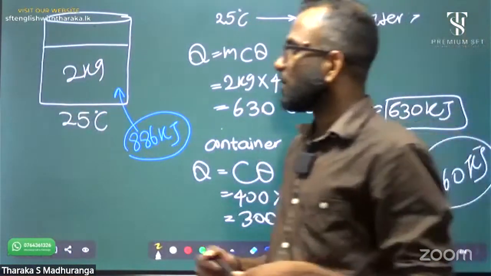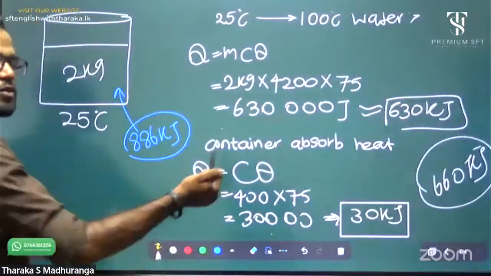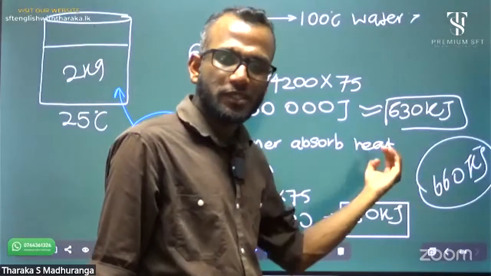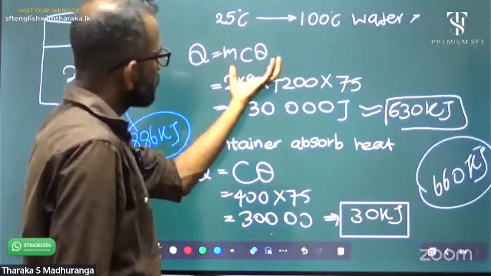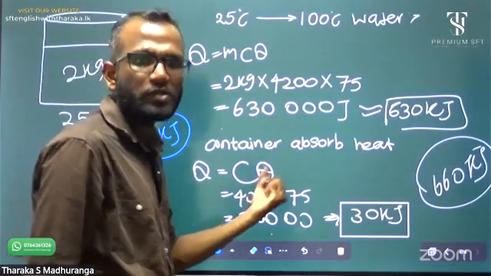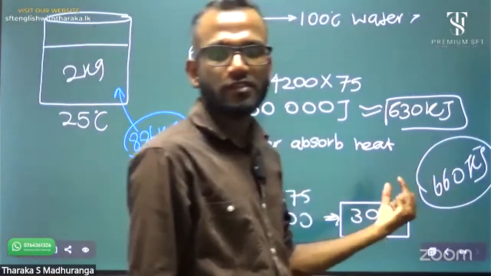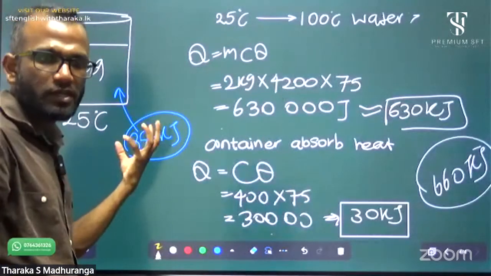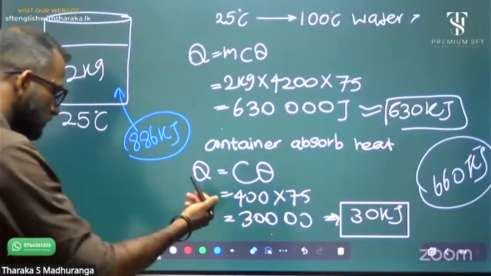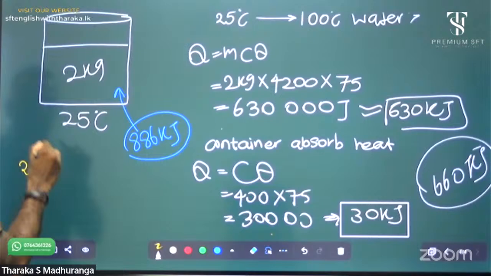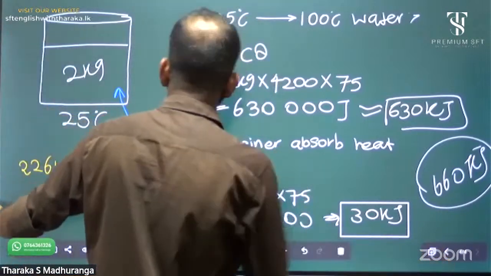That's it. Okay, then the remaining amount: 660 was consumed for the water to reach boiling point and the container's absorbed amount. Then 660 is the total. Then 886 was provided to the container. The remaining amount is 226. 226 kilojoules. 226, right?